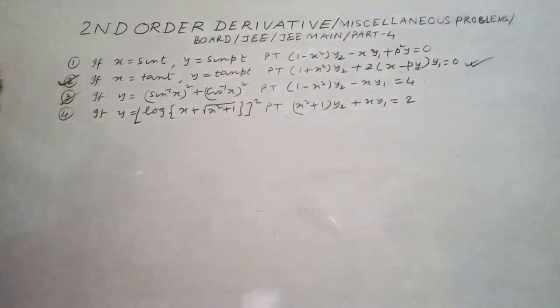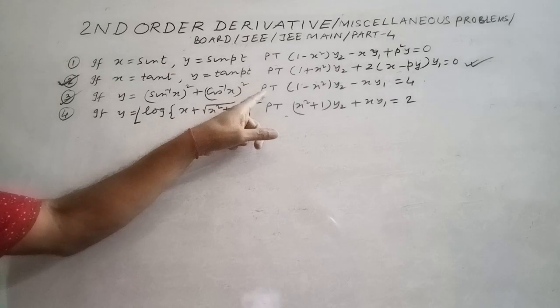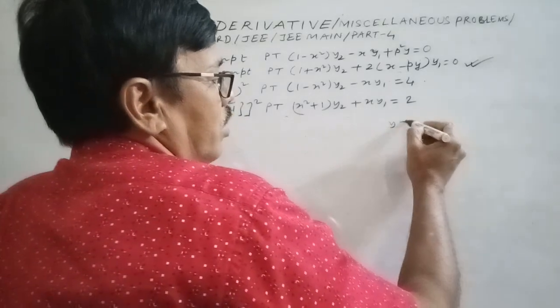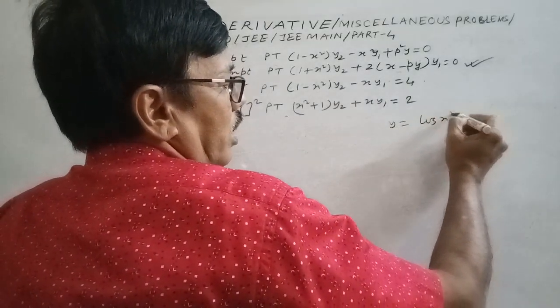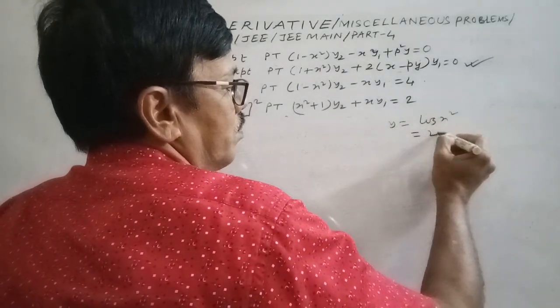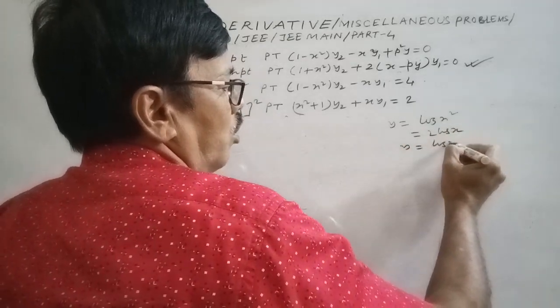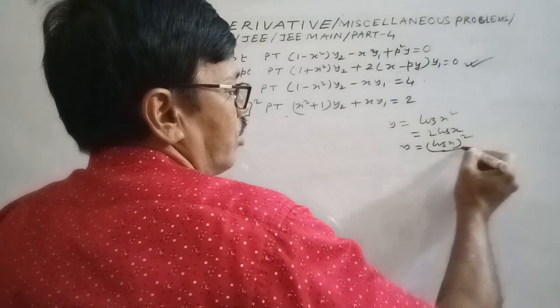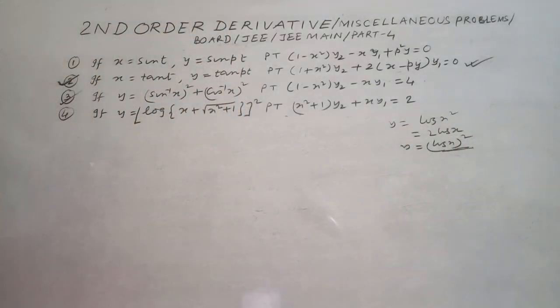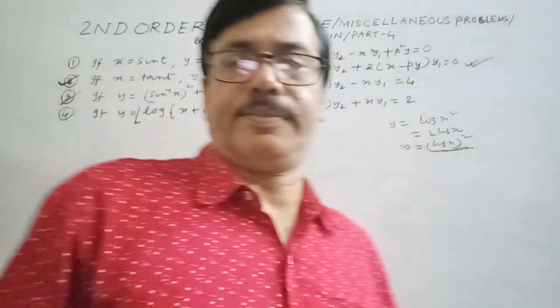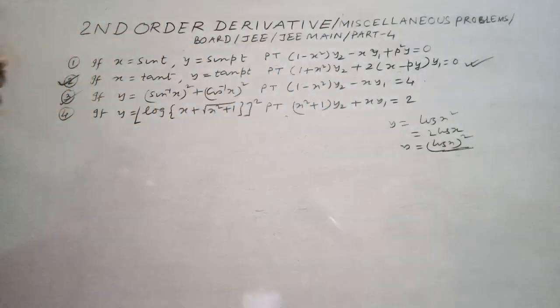So y equals log x plus this, the whole square. Mind it, y equals (log x) square. Then you can simplify it: 2 log x. Y equals (log x) whole square. You cannot take 2 before log. So this is the total whole square. So this should be noted.